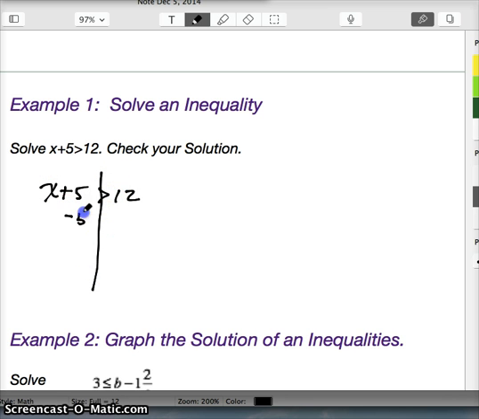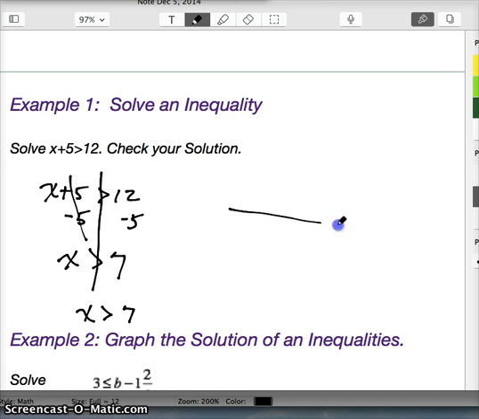I'm going to subtract 5 from both sides because my law said it doesn't matter what I do to both sides in terms of addition and subtraction. As long as I do it to both sides, I've maintained my inequality. So I'm isolating the x like I like to do when I solve. 12 minus 5 will give me 7. So my final answer is that x is greater than 7.